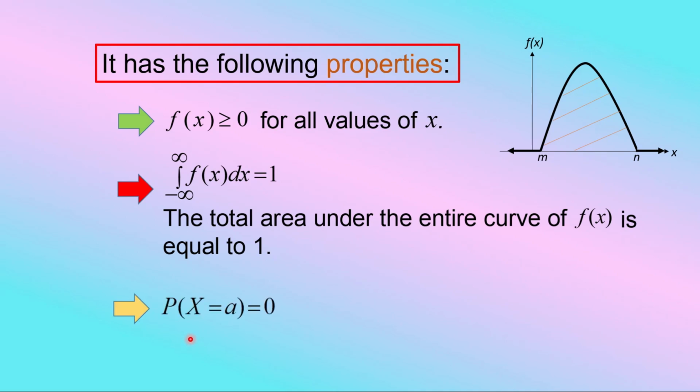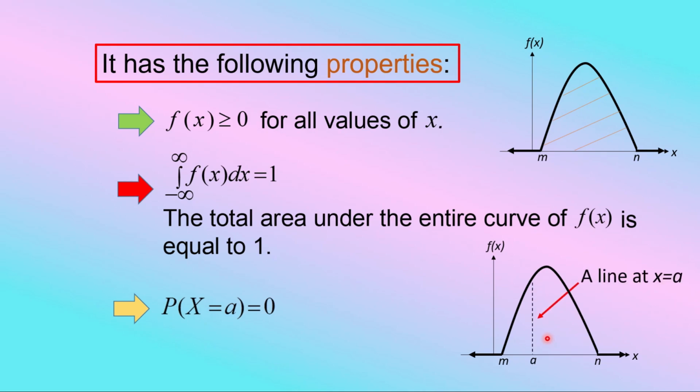The third property is the probability of random variable X at a is equal to 0. From the probability density function, or PDF, here is a, and x equals a is just a line. Therefore, the area of a line is equal to 0 because the area must be in an interval.